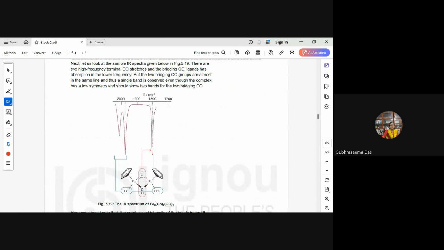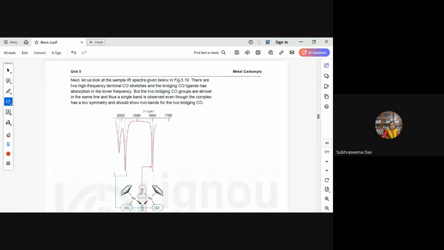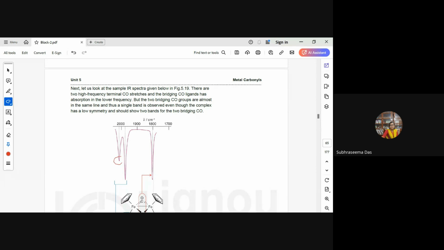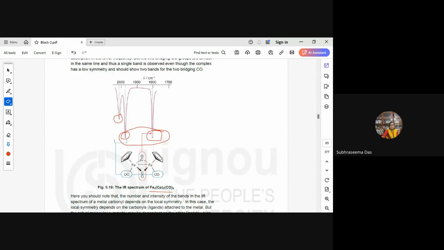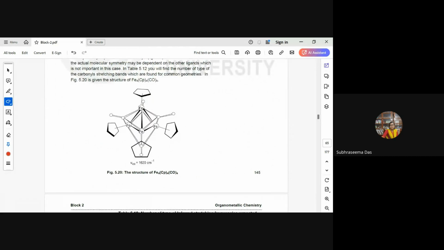So here in figure 5.19, the FTIR spectrum of Fe2Cp2(CO)4 is given. When we look into the spectra, we do find three peaks which correspond to both bridging and terminal CO. Particularly, we know that the bridging CO ligands absorb at the lower frequency. Since the two bridging CO groups are almost in the same line, they have low symmetry, and so these two should be for the bridging CO. So this is how, looking at the FTIR spectra, we decide on the structure of a particular complex.